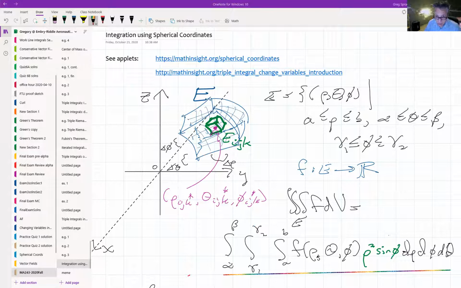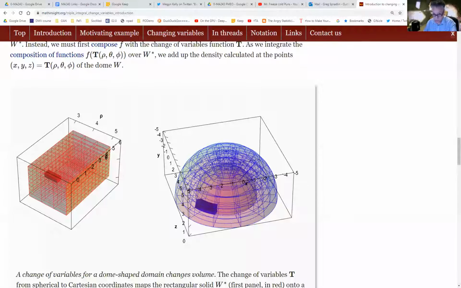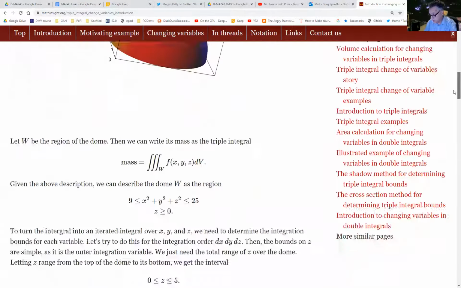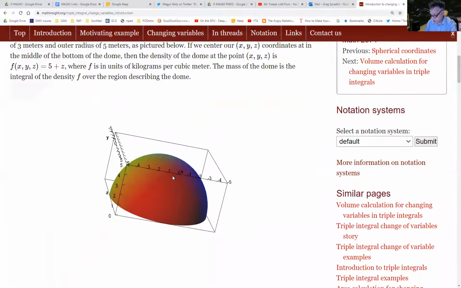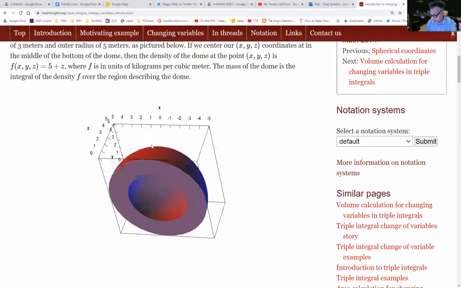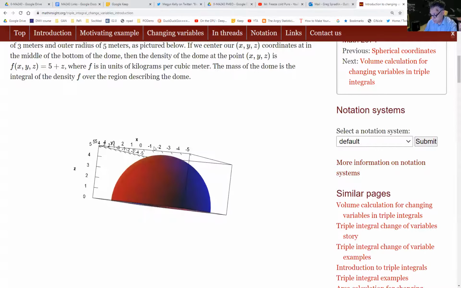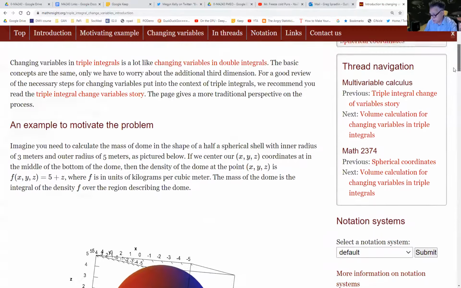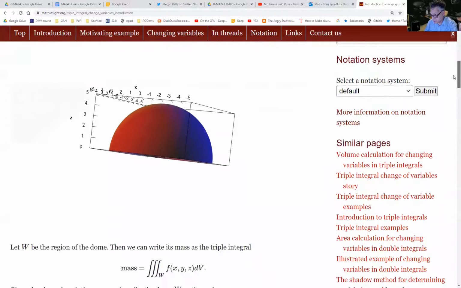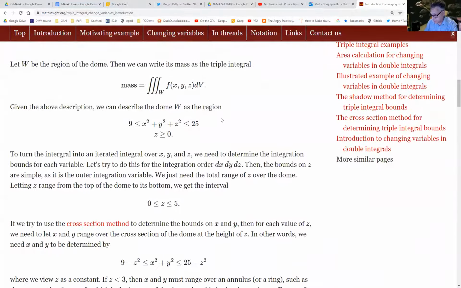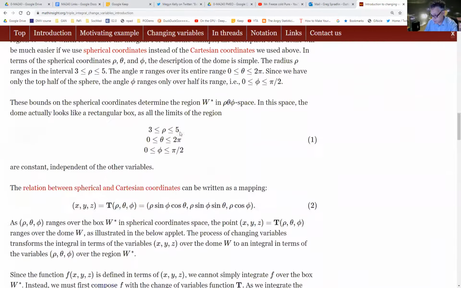Okay, there it is. Here we want to integrate a function over this kind of half cantaloupe shape. What the function is isn't so important here. The more important thing is the limits of integration and the region. Now this is a hollowed out sphere. The outer radius is 5 and the inner radius is 3, and z is always positive.